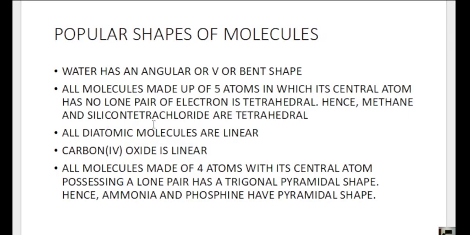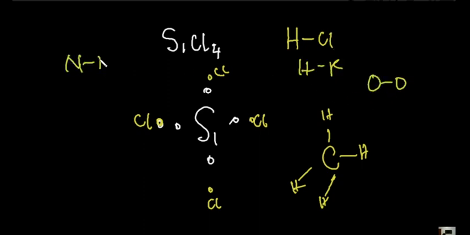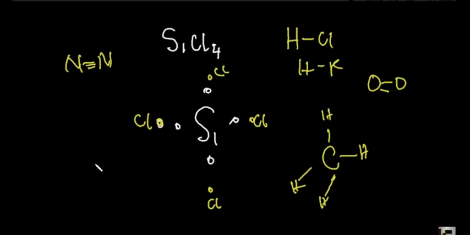The next one is that all diatomic molecules are linear. So every molecule that you notice is diatomic is linear. Once you have 2 atoms in a molecule, HCl is linear, HF is linear, oxygen gas is linear, nitrogen gas is linear. We also have that carbon IV oxide gas is linear, and that is exactly why it is non-polar. It is made up of atoms of different elements, but because of its linear shape, it is non-polar.